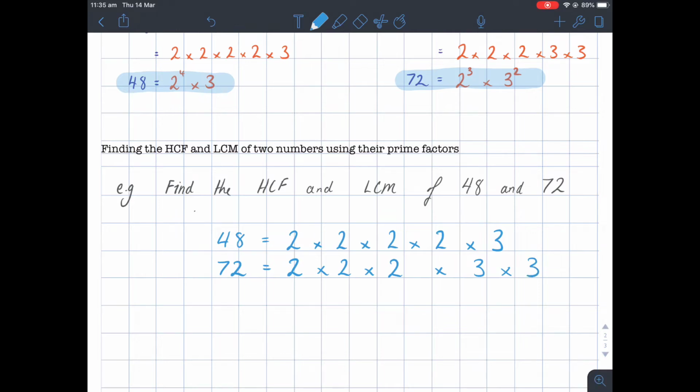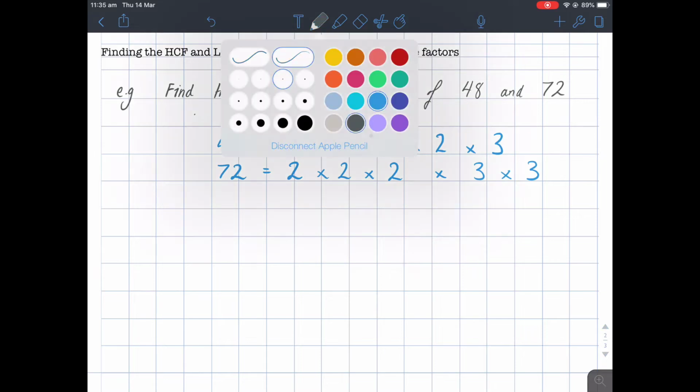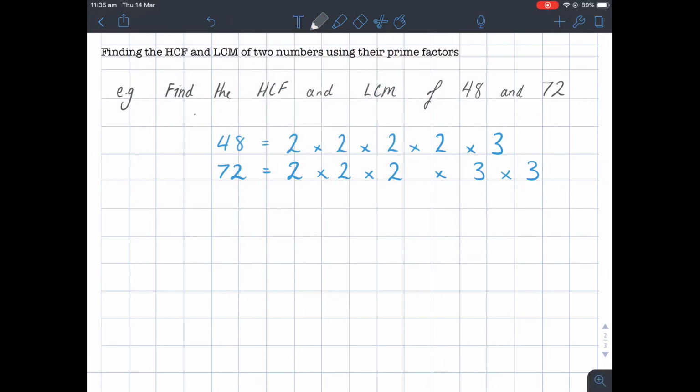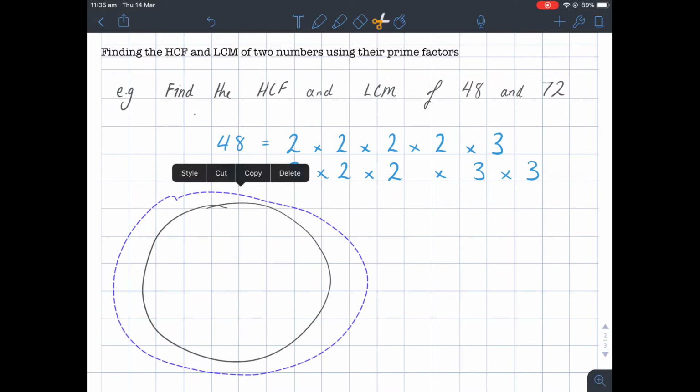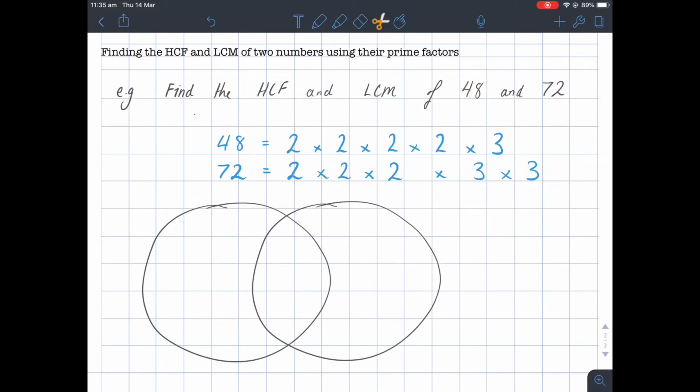And we're going to use a Venn diagram to help us with this. So we're going to quickly draw a Venn diagram down here. So there's one circle. We copy and paste that. Get our overlap. Right. And what we're going to do is first of all look for any common prime factors.